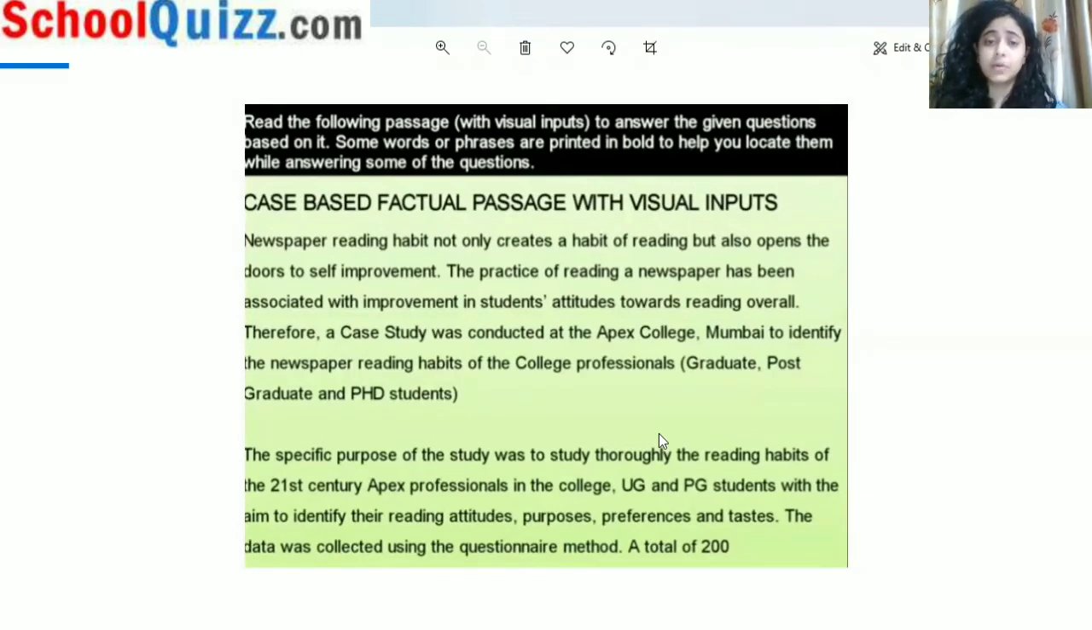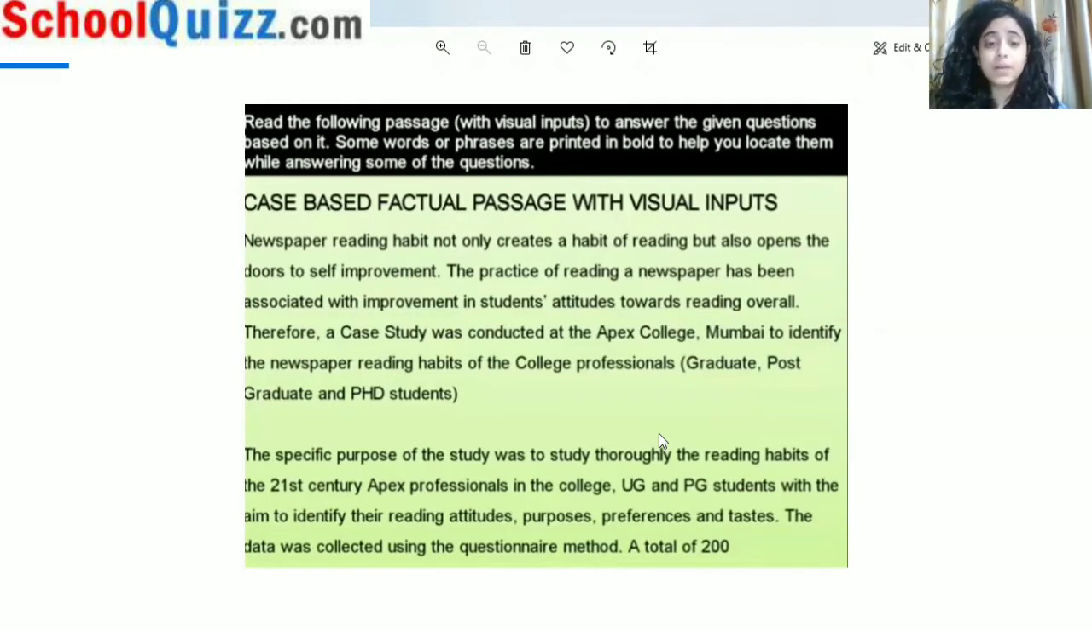The practice of reading a newspaper has been associated with improvements in students' attitudes towards reading overall. Therefore, a case study was conducted at Apex College, Mumbai, to identify the newspaper reading habits of college students like graduate, postgraduate, and PhD students. When we grow older, we don't focus on news much; we focus on our studies. So the survey has been conducted for the older students, so that they can know whether the graduates are reading newspapers or not.